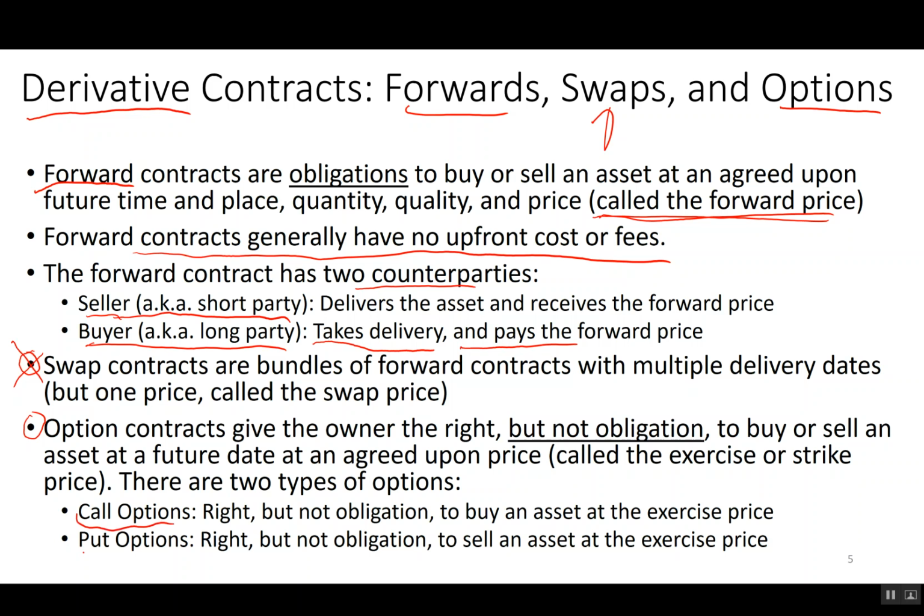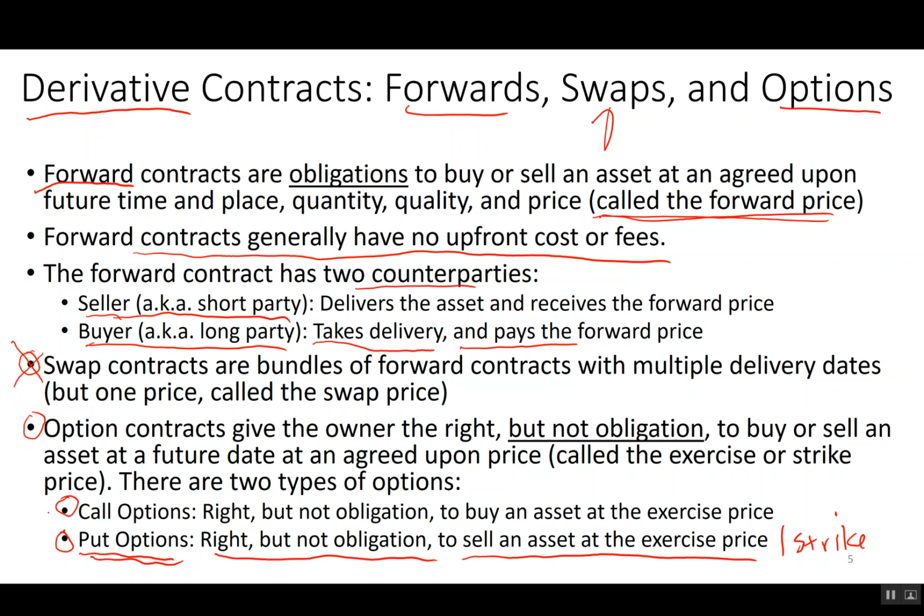Todd's going to get a put option for the right but not the obligation to sell gold at, in this case, we don't call it the forward price anymore. We call it the exercise price, also called the strike price. So Todd will buy a put option. He'll have to pay an upfront cost. We call it the option premium or option cost. And then Todd will have a contract that gives him the right to sell his gold at that agreed upon price. But he could always walk away if he can get a better price.